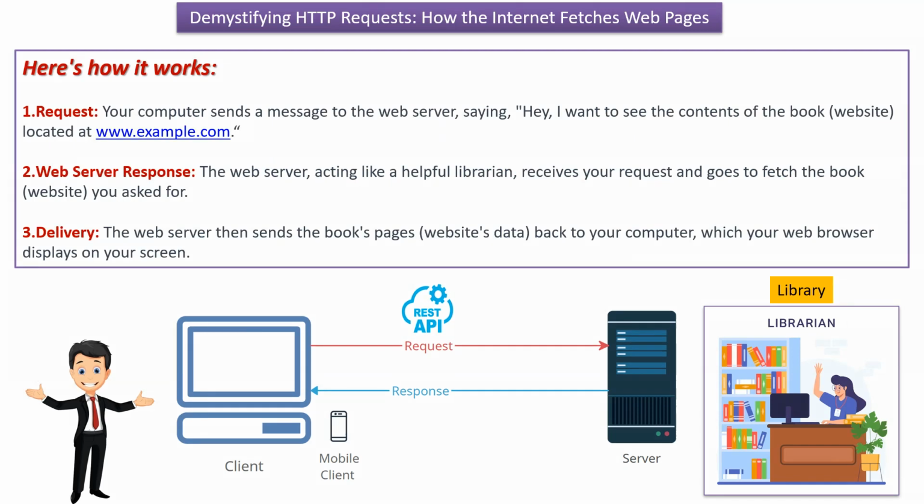Now we will see how HTTP request works. Step 1 is request. Your computer sends a message to the web server saying, hey, I want to see the contents of the book, which is located at www.example.com. And book is equivalent to website in the computer world.